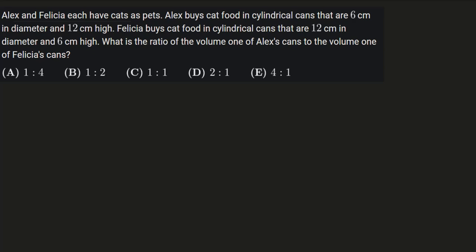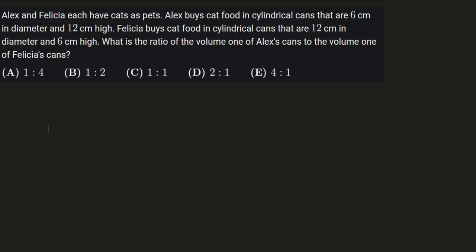Let's look at this problem. Alex and Felicia each have cats as pets. Alex buys cat food in cylindrical cans that are 6 cm in diameter and 12 cm high. Felicia buys cat food in cylindrical cans that are 12 cm in diameter and 6 cm high. The diameter and the height of their cylindrical cans basically just swap, right?